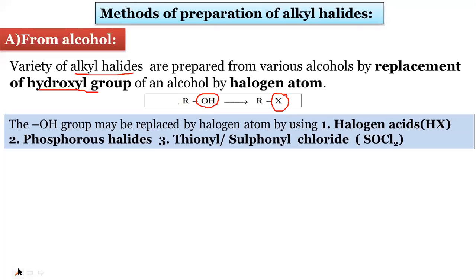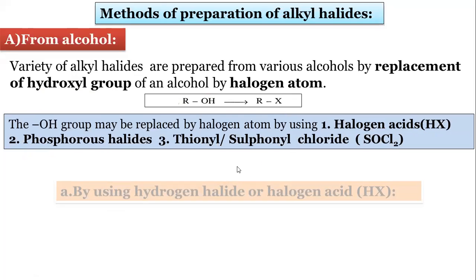So the replacement of this OH can be done by these 3 methods. First one, by using the halogen acids HX, in which HCl, HBr, HI are called halogen acids. This is the first method. Second method is by using phosphorus halides. And third method is by using thionyl chloride, SOCl2. So one by one we will discuss the methods.